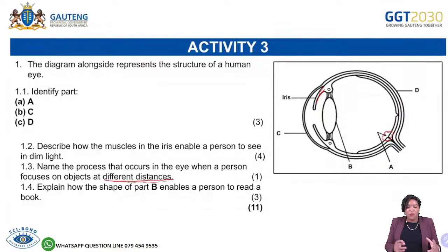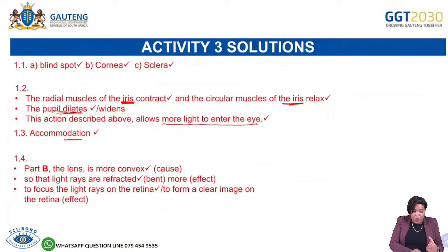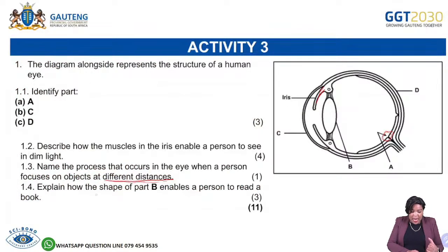So what is the name of that particular process? I think we all know that is accommodation. Then we go to the next question. Explain how the shape of part B. Now, remember, you have to relate everything to the structure or the diagram that you are given.